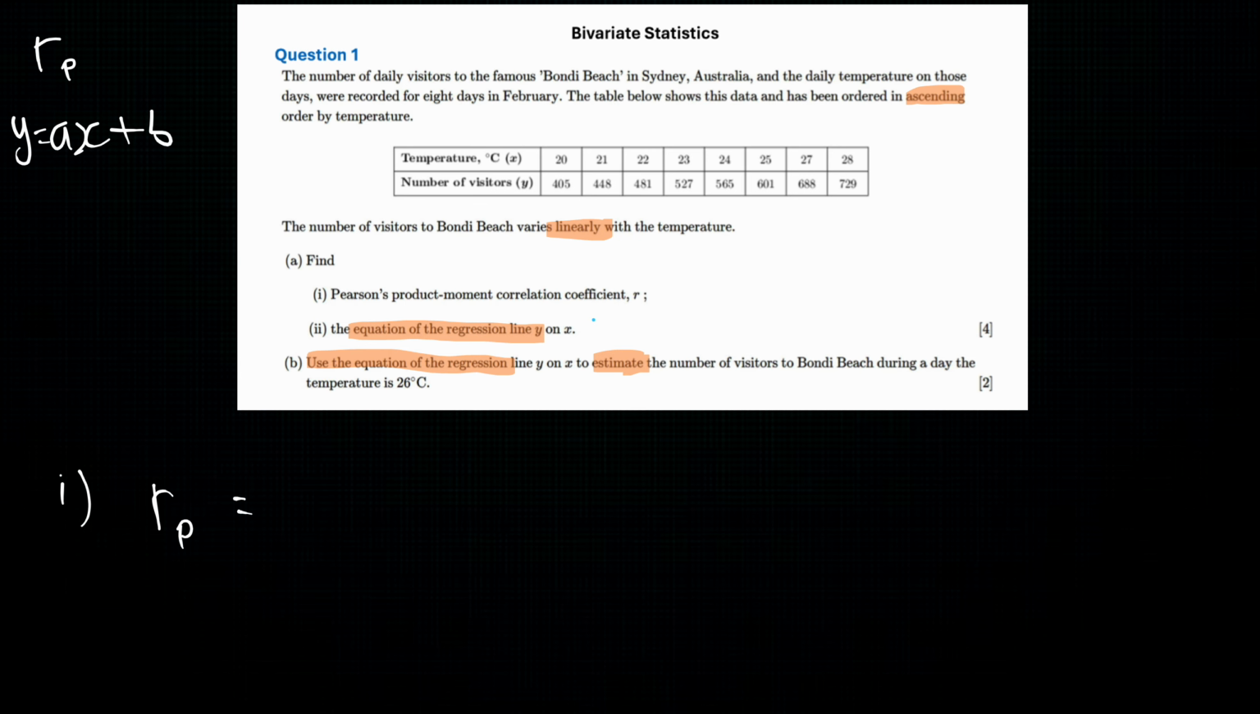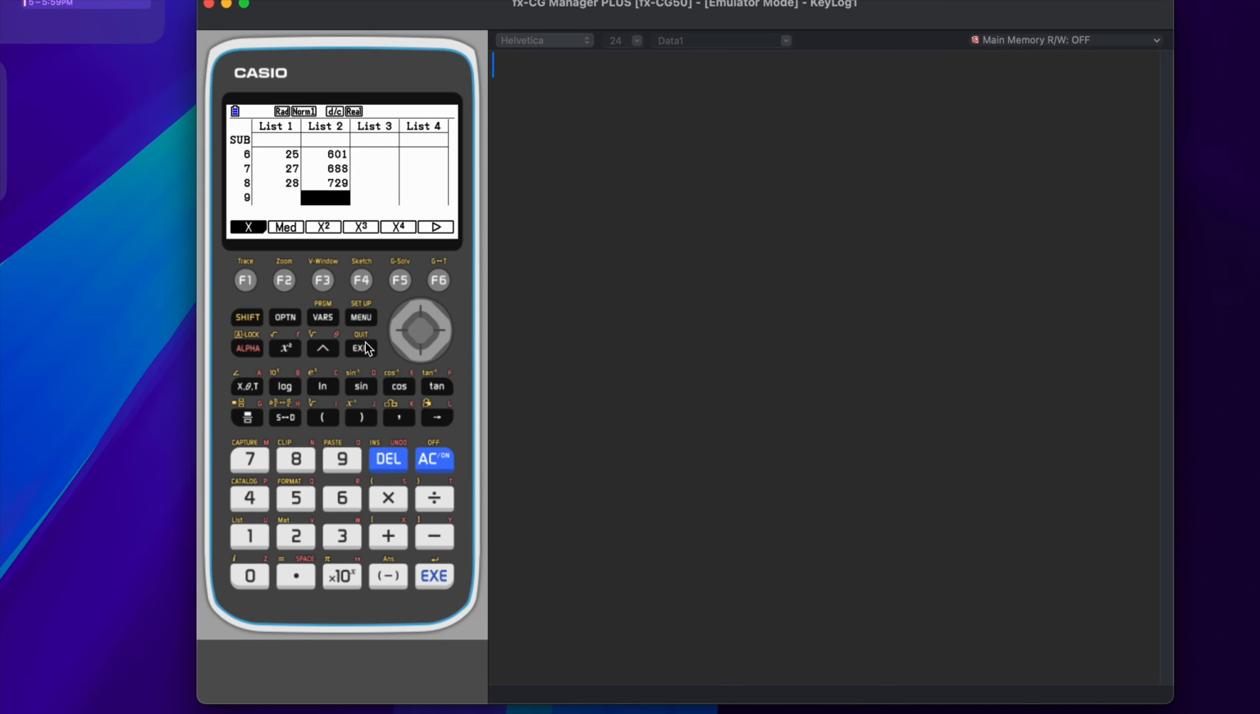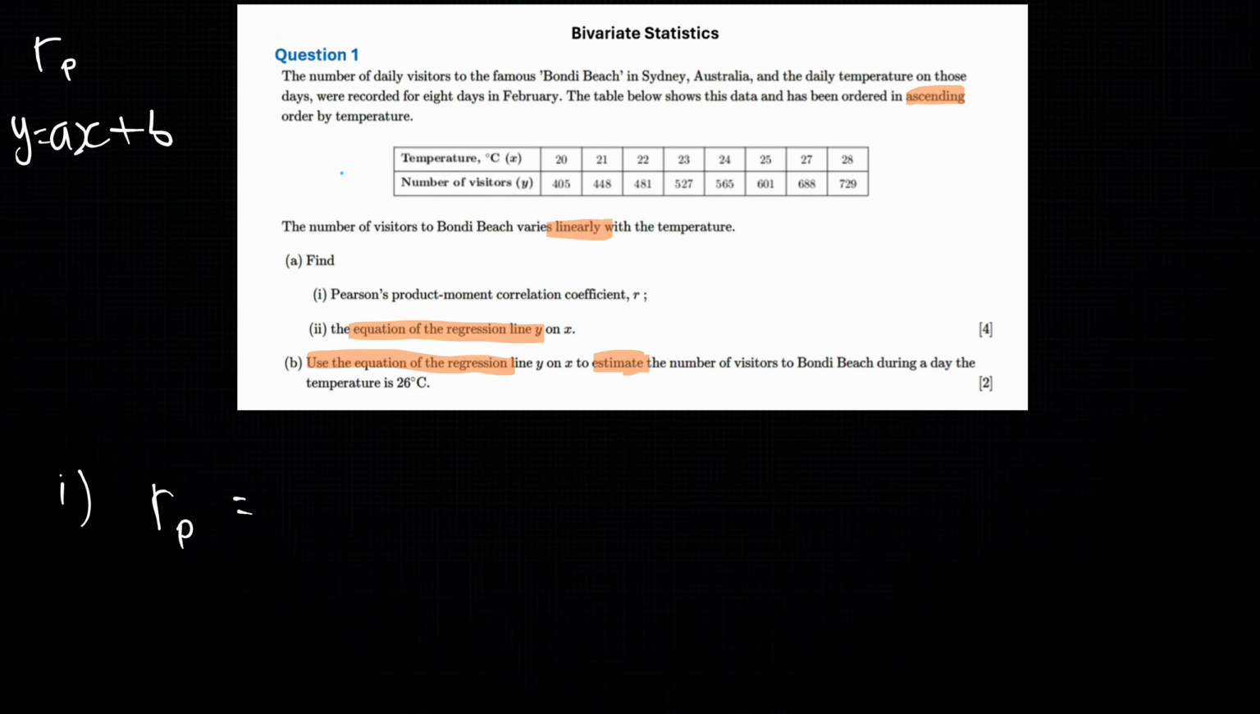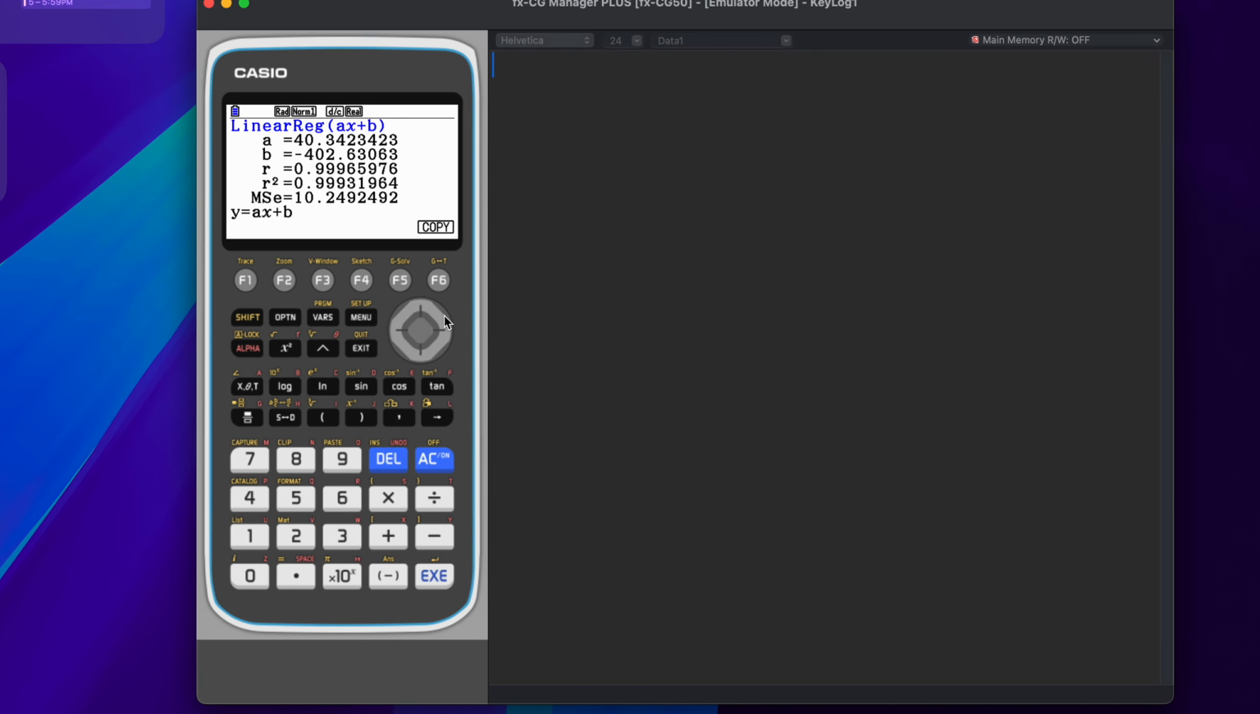And now that we've done that, we can calculate Pearson's coefficient. Usually you would be out here. You're going to press calculate, press regression, and press x and ax plus b. And then r is 0.999. So now we can go into the page, and we now know it's going to be 0.999659.